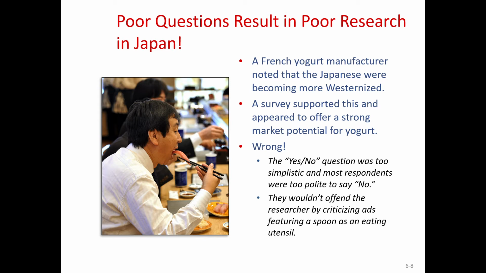They conducted further research to understand what went wrong, and the follow-up research indicated that the yes-no questions asked were too simplistic to actually gather accurate responses. The Japanese consumers were simply too polite to say no to a question. Furthermore, the respondents did not want to offend the researchers by criticizing advertising featuring a spoon as an eating utensil. As a result, the data was very misleading and presented an overly optimistic picture of the size, value, and potential of the Japanese market for yogurts.